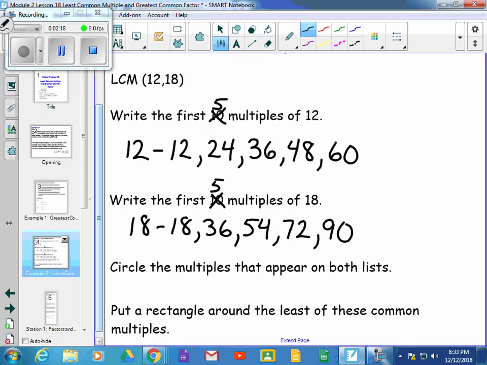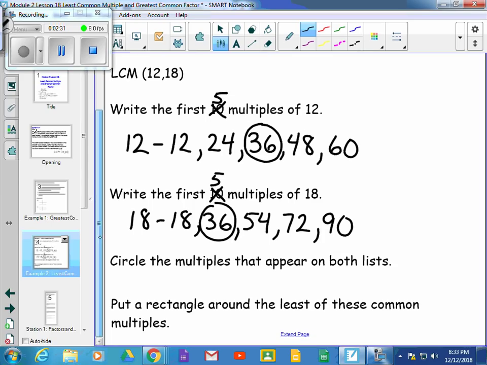Now I just want to find all the multiples that appear on both lists. Looking at these lists, I can see that there's a 36 on both lists. And since that's the only multiple that they have in common, it must also be the smallest or the least common multiple. So 36 is going to represent our least common multiple of 12 and 18.